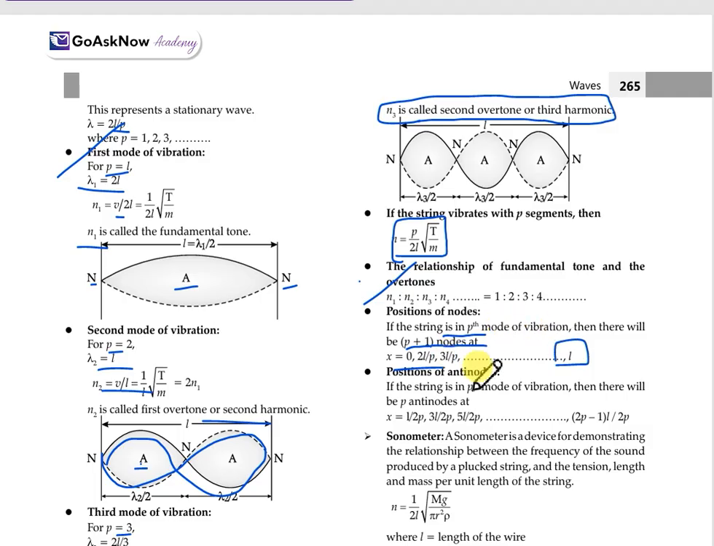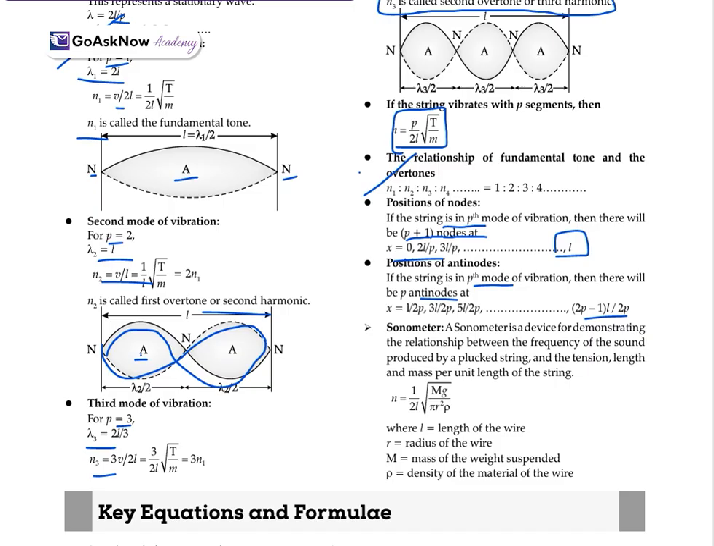Now, position of antinodes. If the string is in the pth mode of vibration, then there will be p antinodes, and the position will be x equal to L upon 2p, 3L upon 2p, then 5L upon 2p, and it will go on till (2p minus 1)L upon 2p. So this is for the position of antinodes.